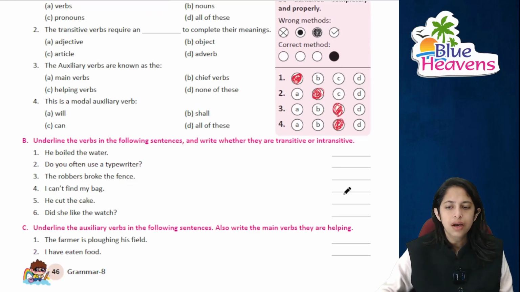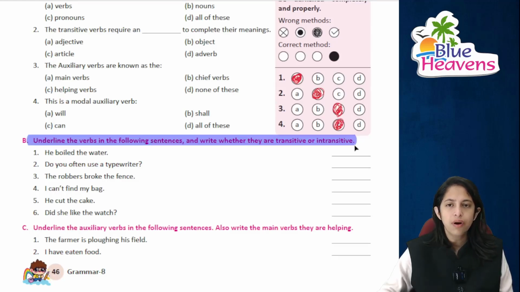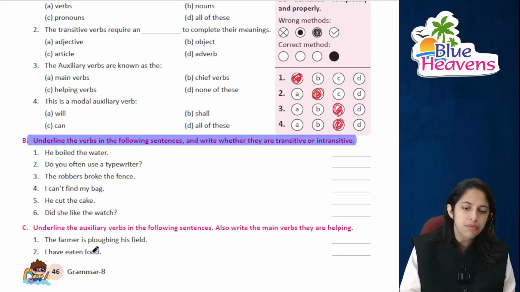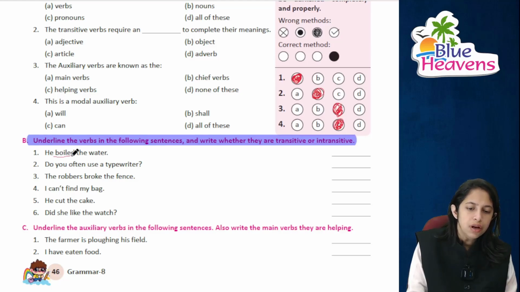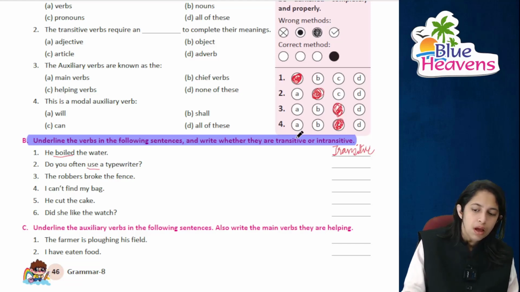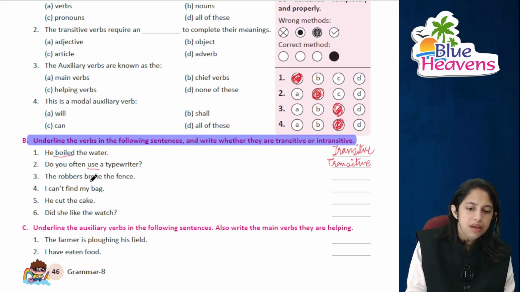Now we have to underline. What we have to do, we have to underline the verbs in the following sentences and write whether they are transitive or intransitive. He boiled the water. Okay, we have to underline this and this is a transitive verb, right. Do you often use a typewriter? और ये भी transitive है, right. The robbers broke the fence. Again, this is transitive.